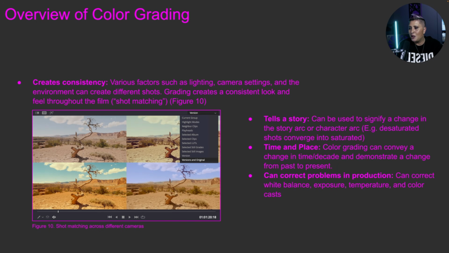Color grading is used to also tell a story. It can be used to signify a change in the story arc or a character arc. For example, in a film going from a desaturated look to a completely oversaturated look, you can tell a story with your color grades. You have so much power in your hands as a colorist.